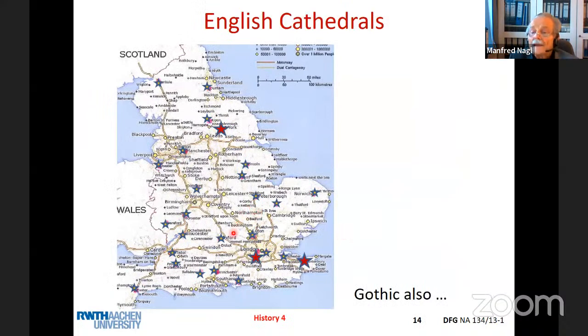Now we switch to England, and in England again we have a series of very important churches, and we have three churches again which have political importance. This is the Church of the King, Westminster Abbey. This is Canterbury, the Church of the Primas of the Anglican Church, and this is York, the Church of the second person of the Anglican Church.